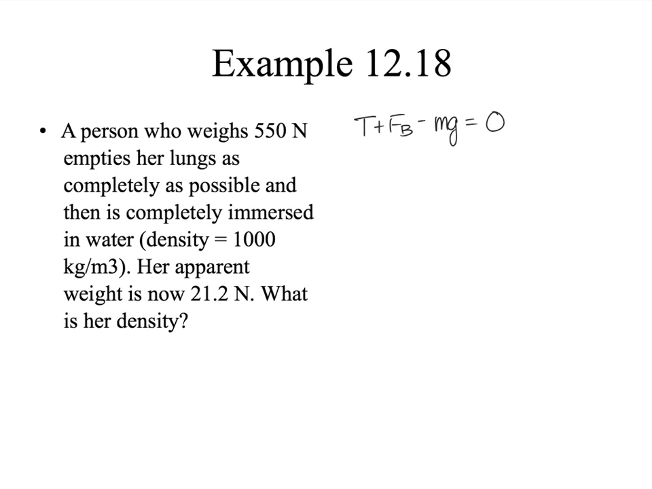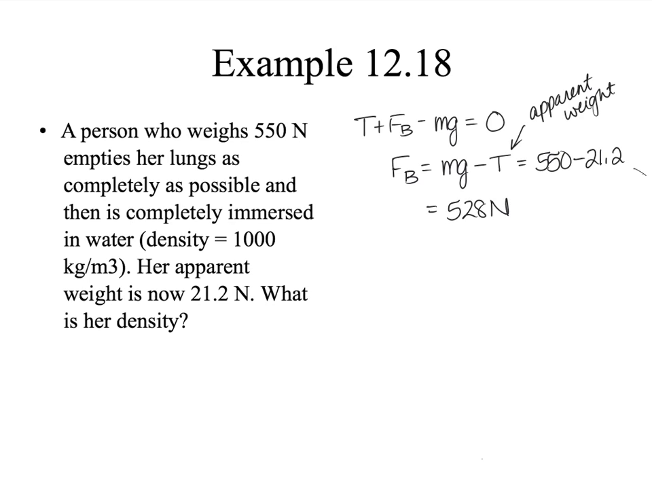All right, so I know the tension and the weight. I'm going to rearrange to find the buoyant force, which is mg minus the tension. The tension, remember, is the apparent weight, if you don't remember that. That's what she appears to weigh. It's reflected in the tension of the scale that the person is hanging from while being underwater. So the true weight was 550 newtons. The apparent weight was 21.2 newtons. The difference between these represents the buoyant force, which turns out to be 528 newtons.